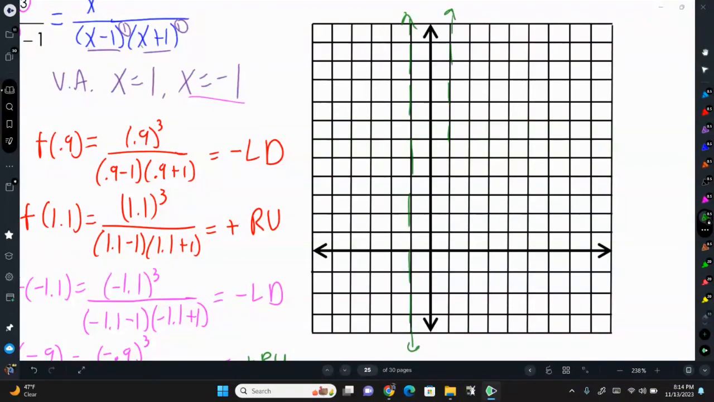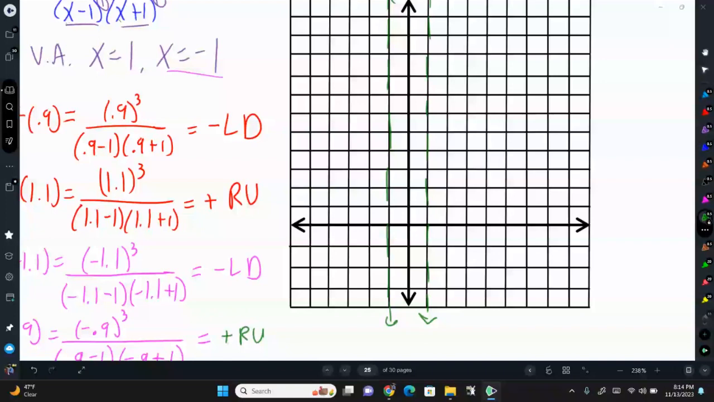And we have a slant asymptote at y equals x. So here's y equals x. So the line looks like that. The only point that we have is 0, 0, our x and y intercept, and you see that's right on the slant asymptote, and that's okay. We know that. All right.